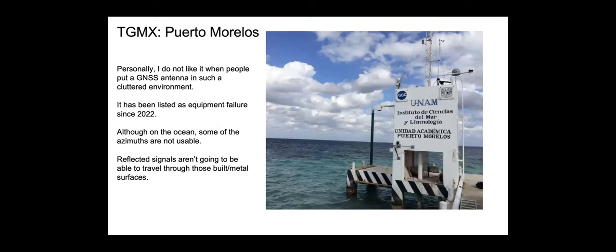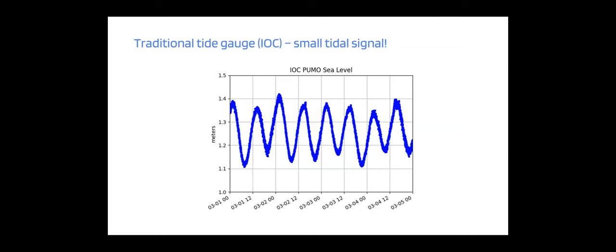But I want to also point out a place where I think it is at least visually a better system. And I don't know if the group in Mexico is on the call today, but I thought I'd show this result from TGMX. Just a comment. I hate how they put this site next to all this junk. It unfortunately hasn't worked for a couple years, but it's co-located. This is the traditional tide gauge. It's a small tidal signal.